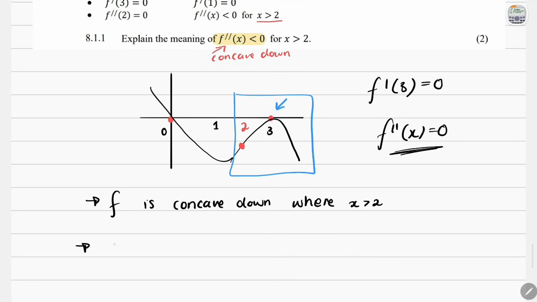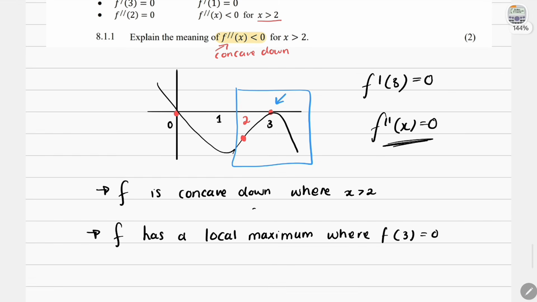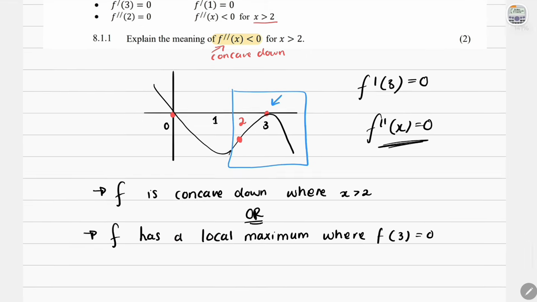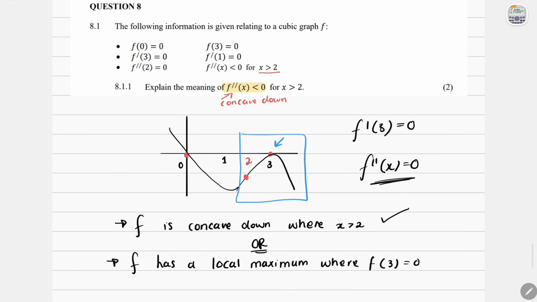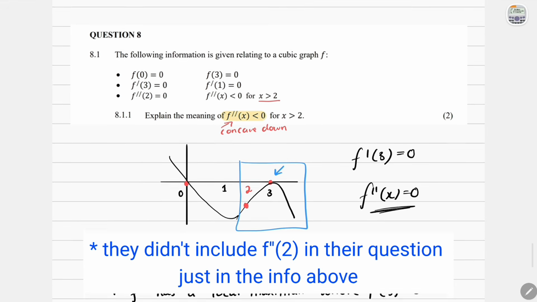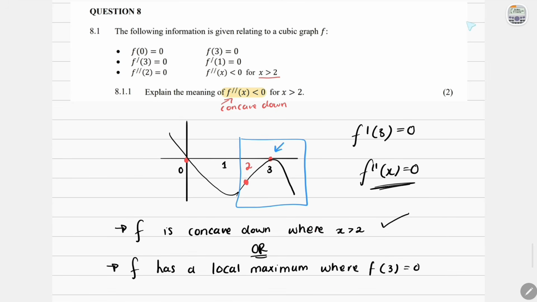We could also say that f has a local maximum at f of 3 equals 0. So these are two possibilities that they could have been referring to. I'd actually more go with this one just because they were specifically showing us that the graph is concave down. So that is it for that question. Moving on to the next question.